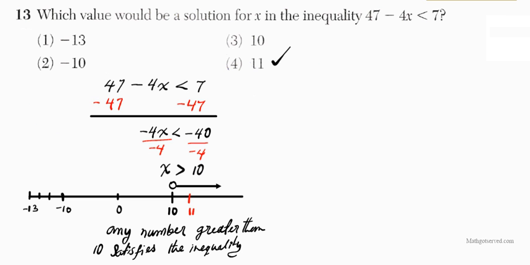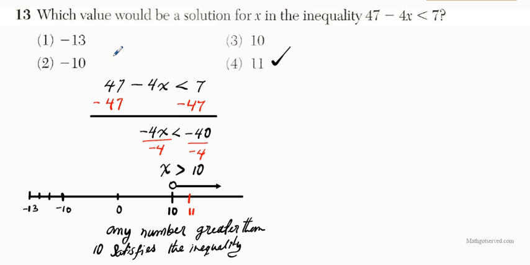All right, for question number 13, we are solving a linear inequality. So what you want to remember is that anytime you divide by a negative, you want to switch the orientation of your inequality sign, okay? So in order to get x isolated, we subtract 47 from both sides. And then when we divide by negative 4, the inequality switches from less than to greater than.